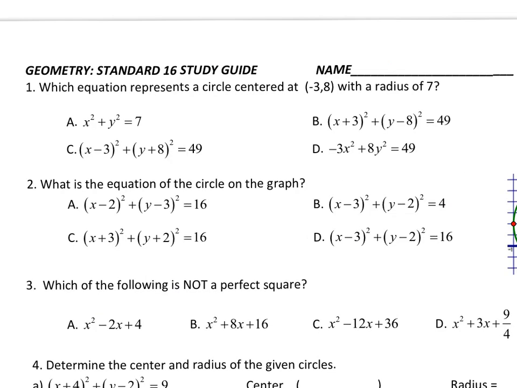First question says, which equation represents a circle centered at -3, 8 with a radius of 7? The key here is that we have to switch signs on the center, and we have to square the radius. So that's why our answer is B, because we switch signs. The -3 becomes +3. The +8 becomes -8, and squaring 7 becomes 49.